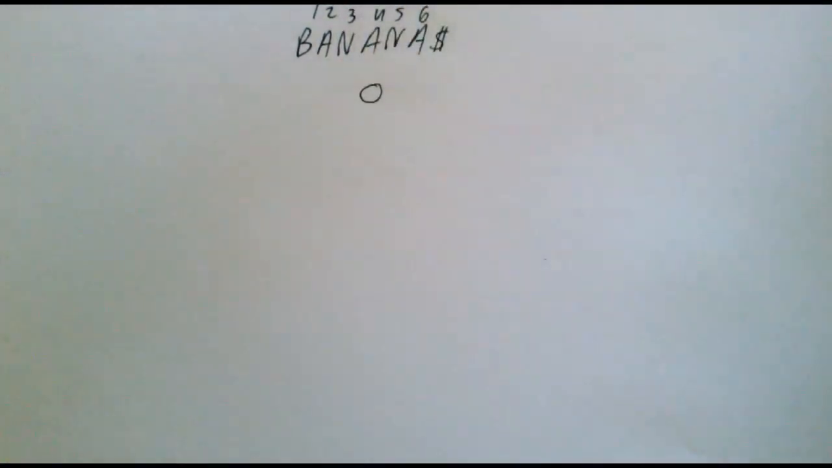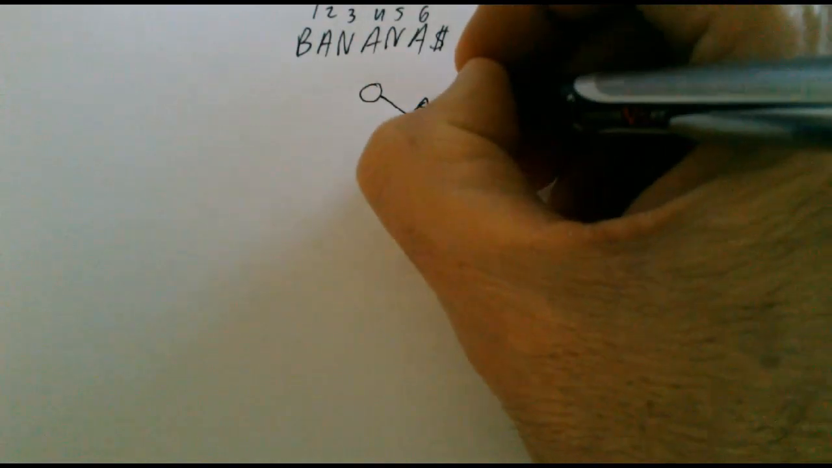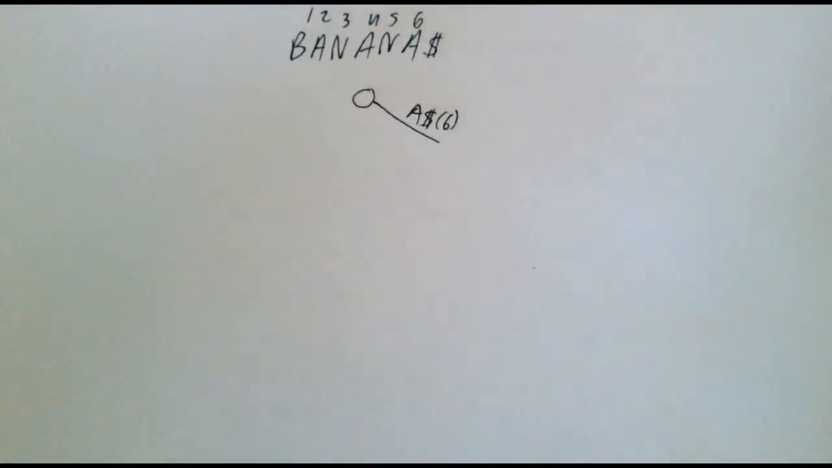So again, if we start here at the root, the first thing is, do we have an A? And obviously we don't have an A. So we're going to create an A$ sign. And I like to make a little note that that's the sixth one. So there I am.